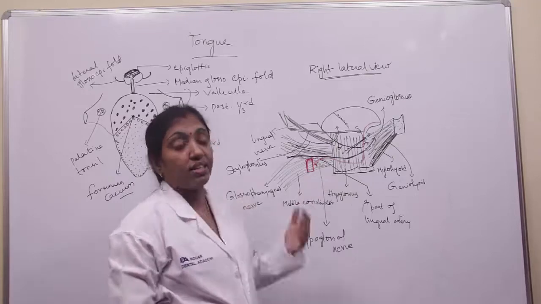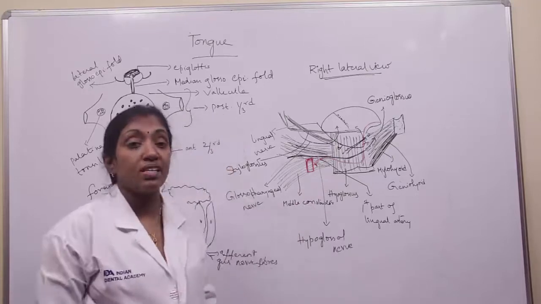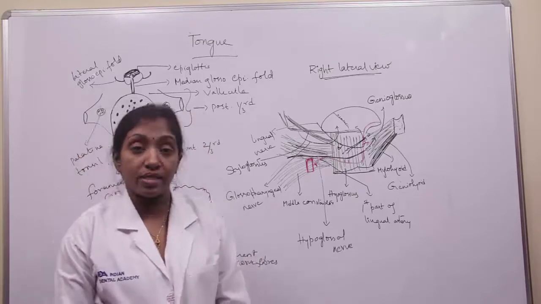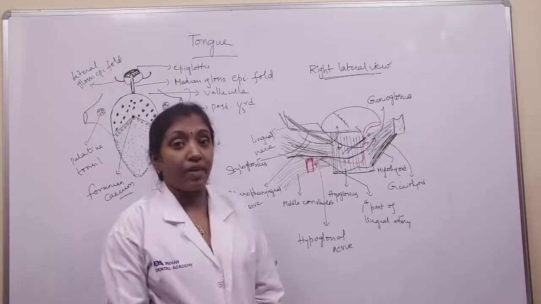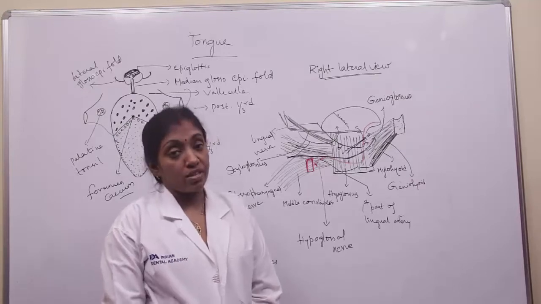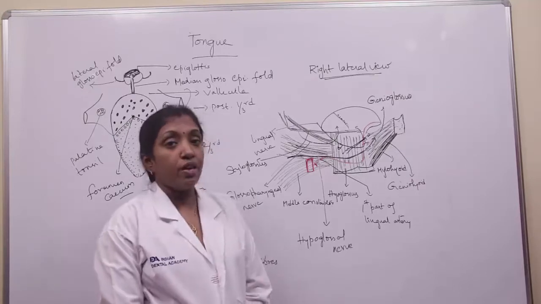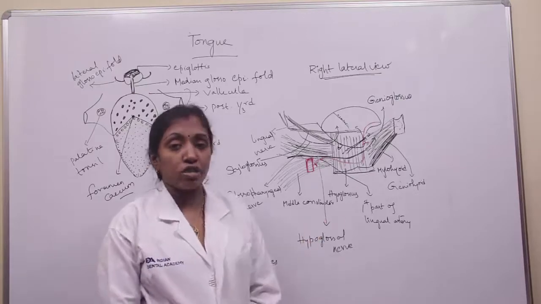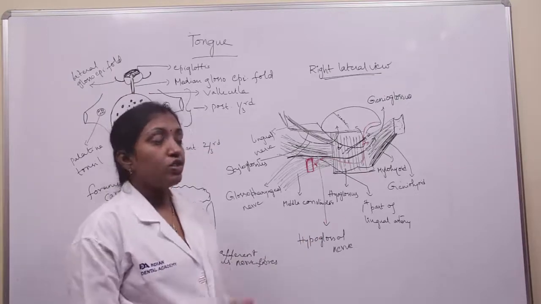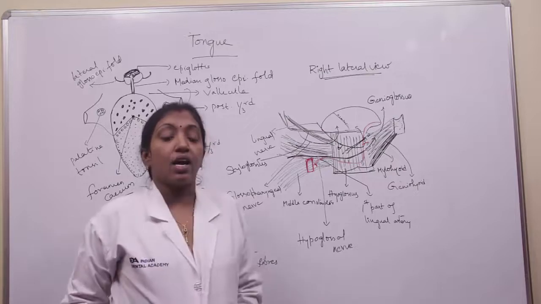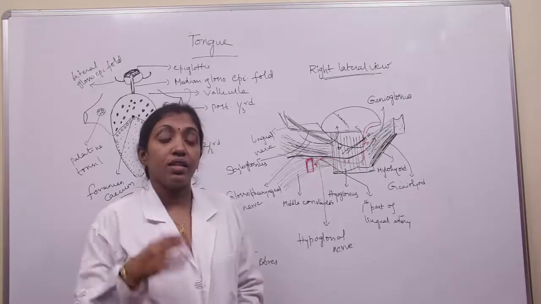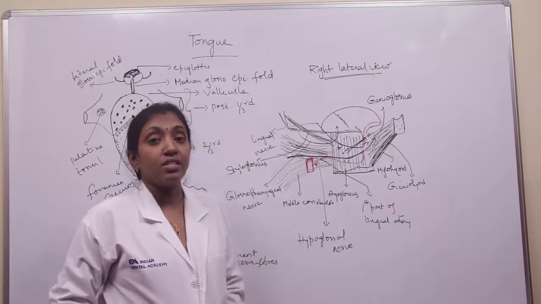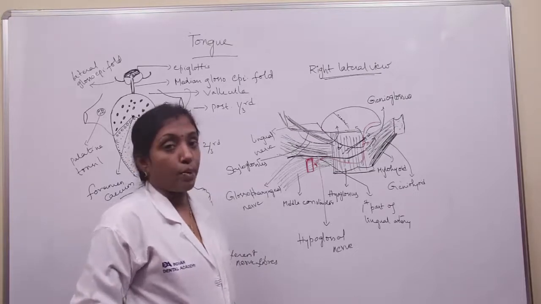And coming to the medial relations of the hyoglossus muscle, it consists of stylopharyngeus muscle, and along with the stylopharyngeus muscle the glossopharyngeal nerve is there, and also the middle constrictor of pharynx is there, and also the first and second parts of the lingual artery. These are the medial relations of the hyoglossus muscle. And the function of the hyoglossus muscle is that it causes depression of the tongue. It depresses the tongue and makes the dorsal surface convex.